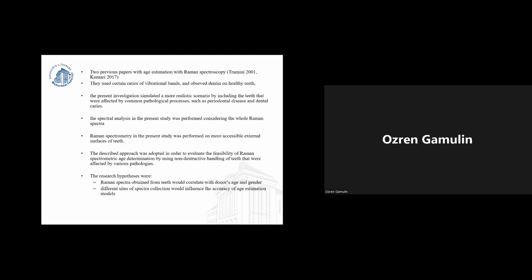There were two previous papers dealing with age estimation with Raman spectroscopy, but they used just part of the Raman spectrum. They observed certain ratios of vibrational bands, and they also observed healthy teeth. The present investigation simulated a more realistic scenario by including teeth that were affected by common pathological processes like periodontal disease or dental caries.